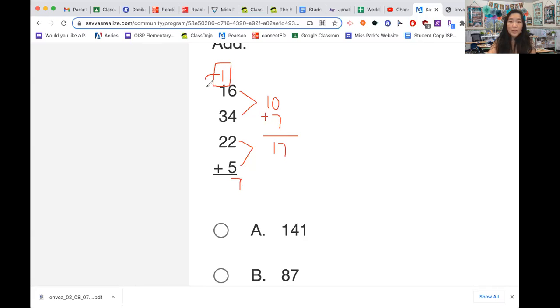So we have 1 plus 1, which equals 2. 2 plus 3, which gives you 5. And then 5 plus 2, which gives you 7. Oops, 2. Remember, if we're doing that touch math that I showed you guys, it would be 1, 2, 3, 4, 5, 6, 7. So the answer is 77.